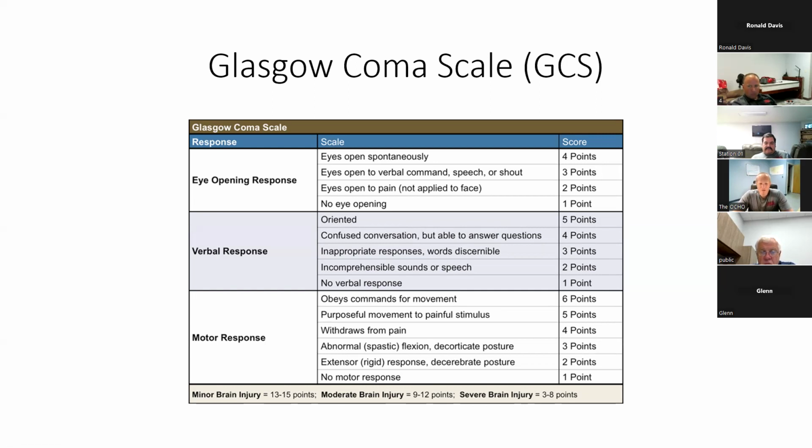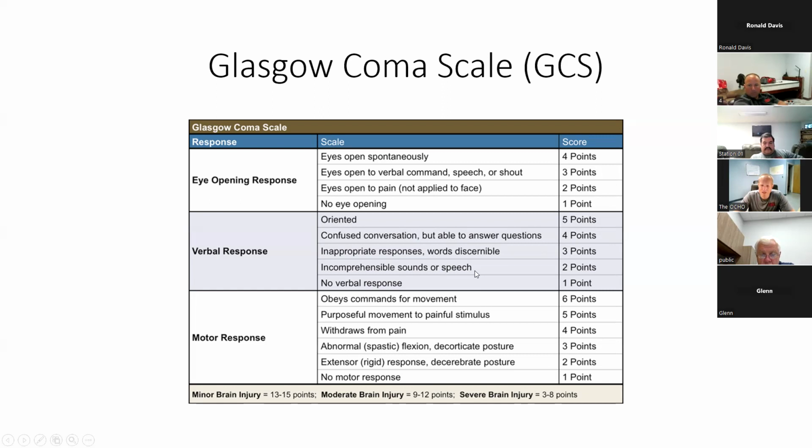So we know there's some brain injury going on. As we move down, getting into more and more brain injury on this verbal response category, you have the inappropriate words. Inappropriate responses, words discernible. So if I say, how are you doing today, sir? And you get, dog, rainbow, 18-wheeler. They're saying words, they're not making sense. It's like a word salad.